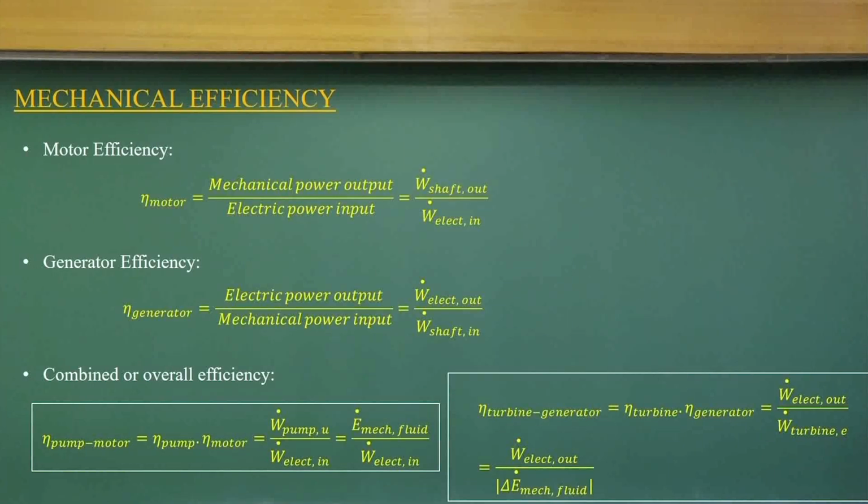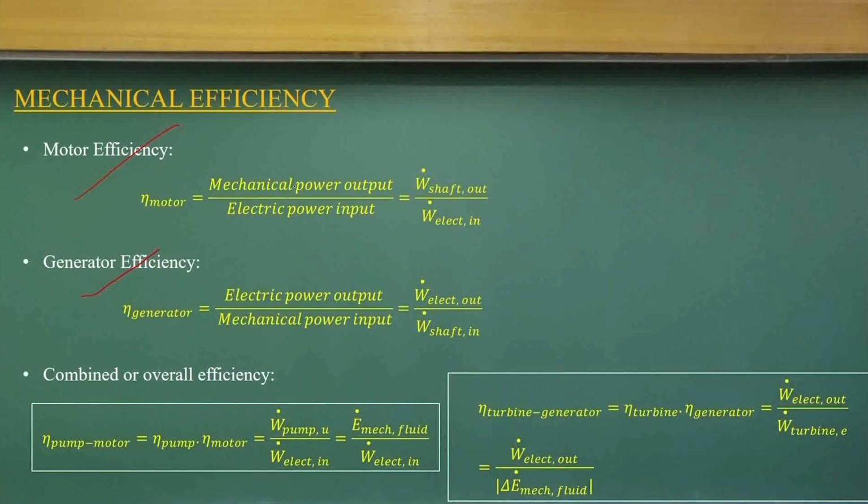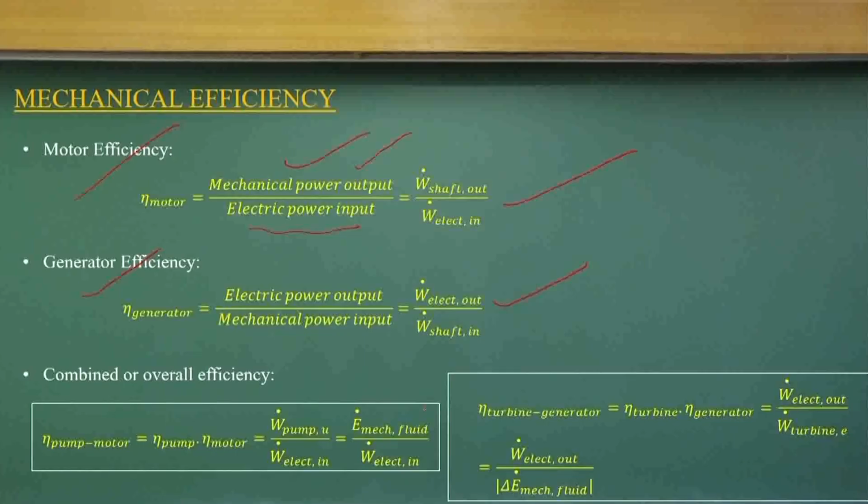In a similar way, you can have a motor efficiency and a generator efficiency. For the motor, the electrical power is the input and the mechanical power is the output, since the motor converts electric to mechanical power, and we get that ratio. Similarly, generators convert mechanical power to electrical power. But when you have a combined system, pump and motor, you have to report the efficiency of both systems, pump and motor, and that is what we define.